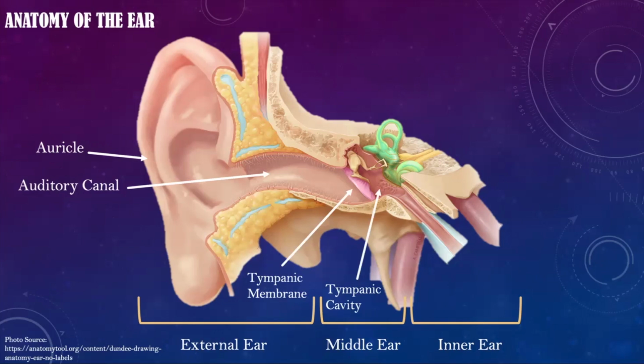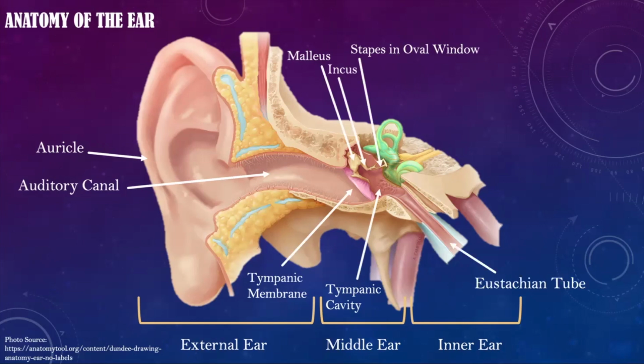And then we have the three ossicles of the ear, which are the three smallest bones in the body: the malleus, incus, and stapes. We also have the eustachian tube, which connects the middle ear to the pharynx. Leading into the inner ear, the stapes is part of the middle ear, but it's connected to the oval window on the cochlea. The cochlea is part of the inner ear, and it also has a round window, which is covered in a membrane.